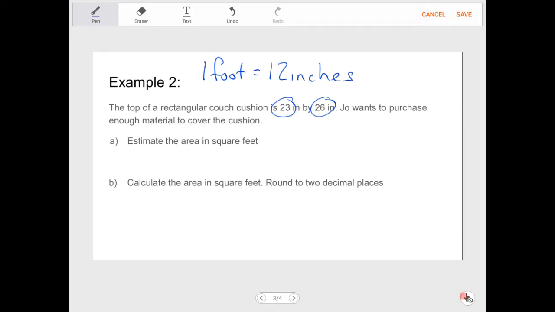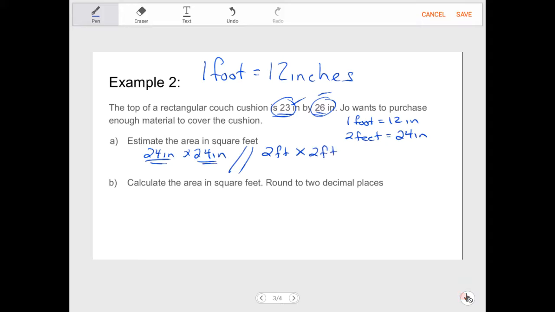Personally speaking, I look at this 23 and this 26. Well, here's the deal. We know that 1 foot is 12 inches, so 2 feet would be 24 inches. Aren't both of these pretty darn close to 24? Personally, I would change them both to 24 inches. So that would be like saying 24 inches by 24 inches. And they want this in feet, everybody, so we know 24 inches is 2 feet times 2 feet. So 2 times 2 is 4 feet, and whenever you have area, that is squared.